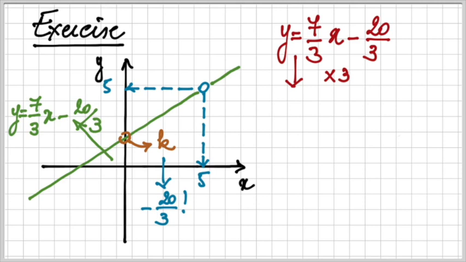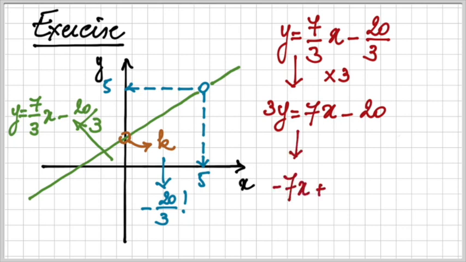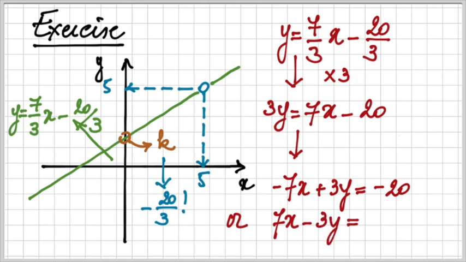So first we multiply left hand side and right hand side with 3. So we find 3y is 7x minus 20. We bring x and y to the left hand side. So we find minus 7x plus 3y is equal to minus 20. And that's the equation that we finally have at the end. We can also rewrite it as 7x minus 3y is 20. It's basically the same, but we've multiplied both sides with minus 1. And we would, in fact, have the same equation, just the sign changes a little bit.